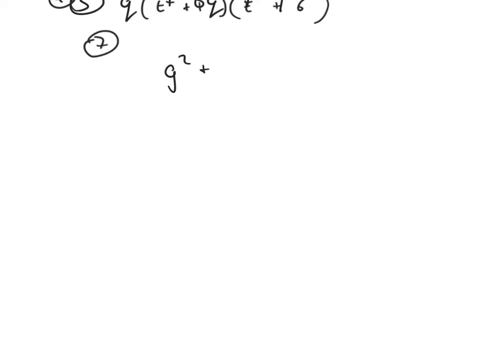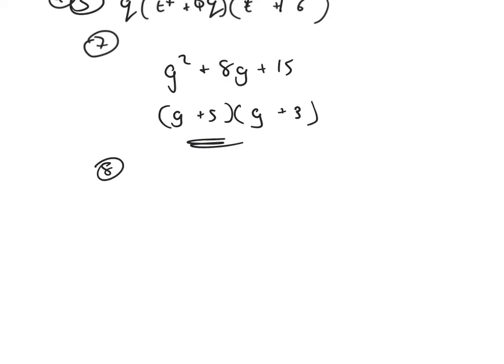G squared plus 8g plus 15. Two numbers that multiply together to give 15 and add together to give 8 are 5 and 3. So it's g plus 5, g plus 3.